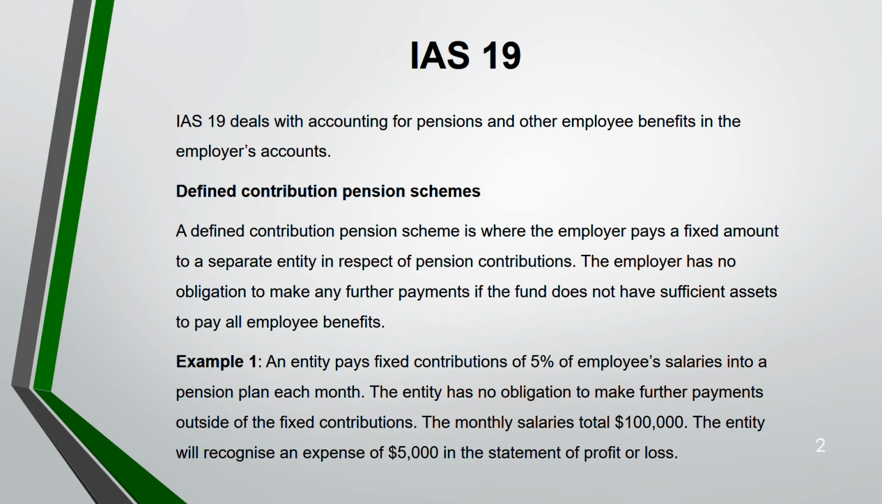So the entity will recognize an expense of 5,000 in their statement of profit and loss. Why an expense? Because the employer has to pay this to the employee. So from the employer's side, it's their expense. For the employee, it's an income because they are going to get a salary. But we are talking from the employer's point of view, so they will recognize this as an expense in their statement of profit and loss.